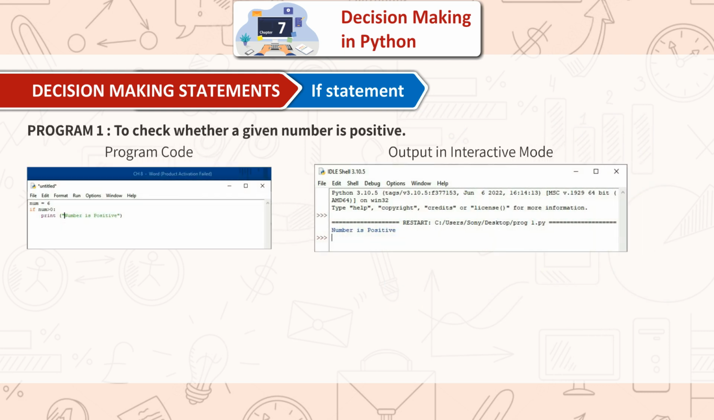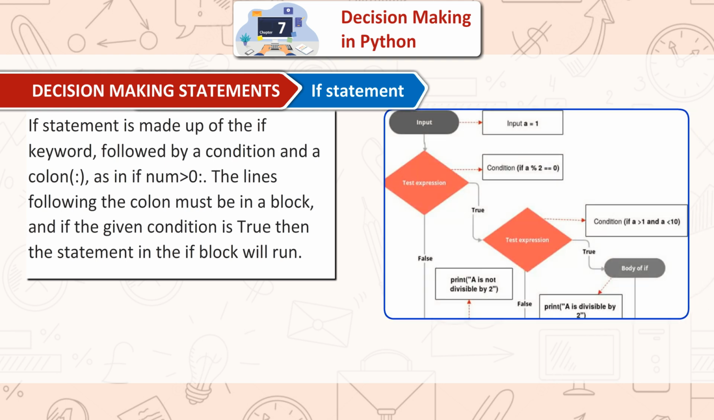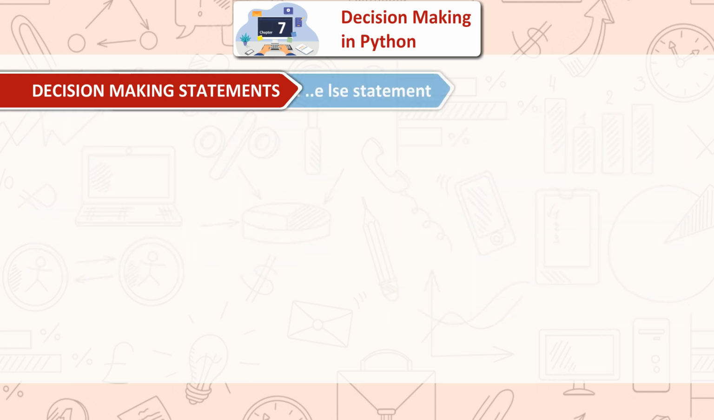Program 1: to check whether a given number is positive. Program code. Output in interactive mode. The if statement is made up of the if keyword followed by a condition and a colon, as in if number greater than 0. The lines following the colon must be in a block, and if the given condition is true, then the statement in the if block will run.